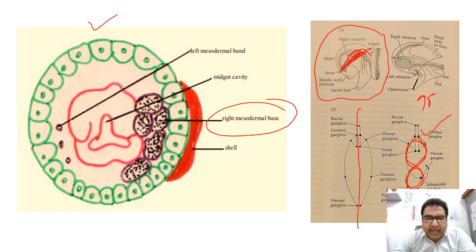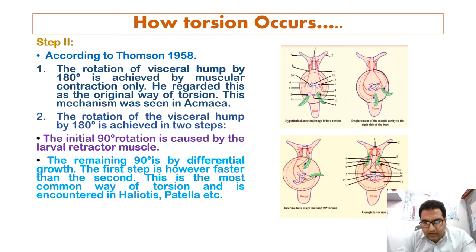So the actual mechanism of the torsion is still being studied. But Thompson in 1958 suggested 5 possible ways in which torsion occurs. According to Thompson, the rotation of the visceral hump by 180 degrees is achieved by muscle contraction, which is the original way of the torsion, and it is seen in the case of acmaea. And this rotation of the visceral hump by 180 degrees is achieved in 2 steps.